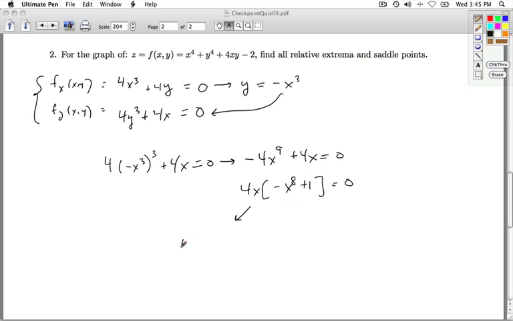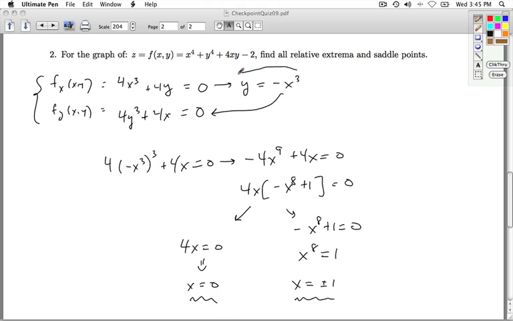And now I split it. I've got either 4x is 0, which means x itself is 0, or I get negative x to the 8th plus 1 is 0. I get x to the 8th equals 1. And I would take the 8th root of both sides. And since I'm solving for an even root, I got to have my plus or minus. So I get x equals 0, x equals plus or minus 1. So what do I do with these numbers?